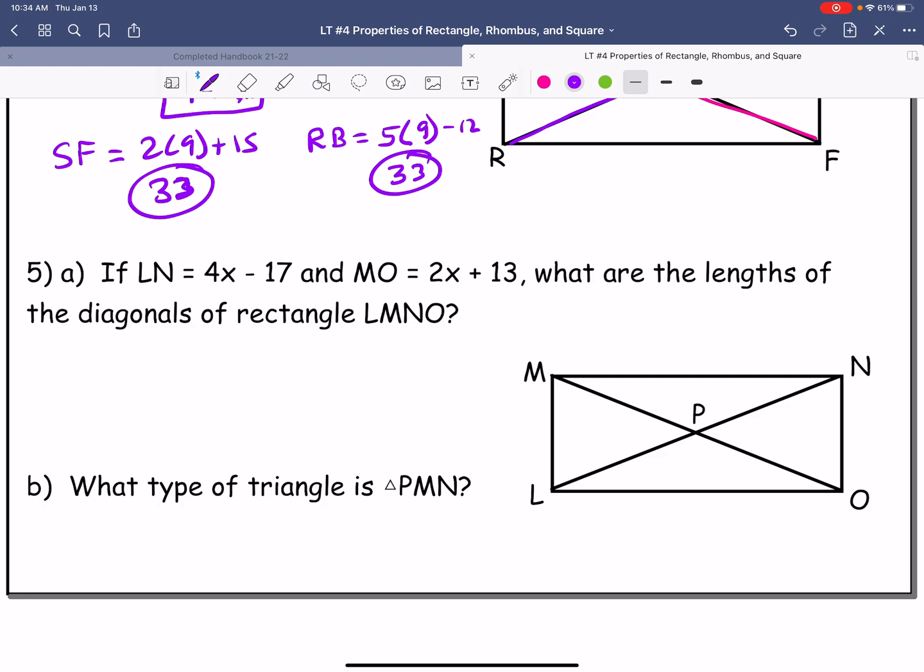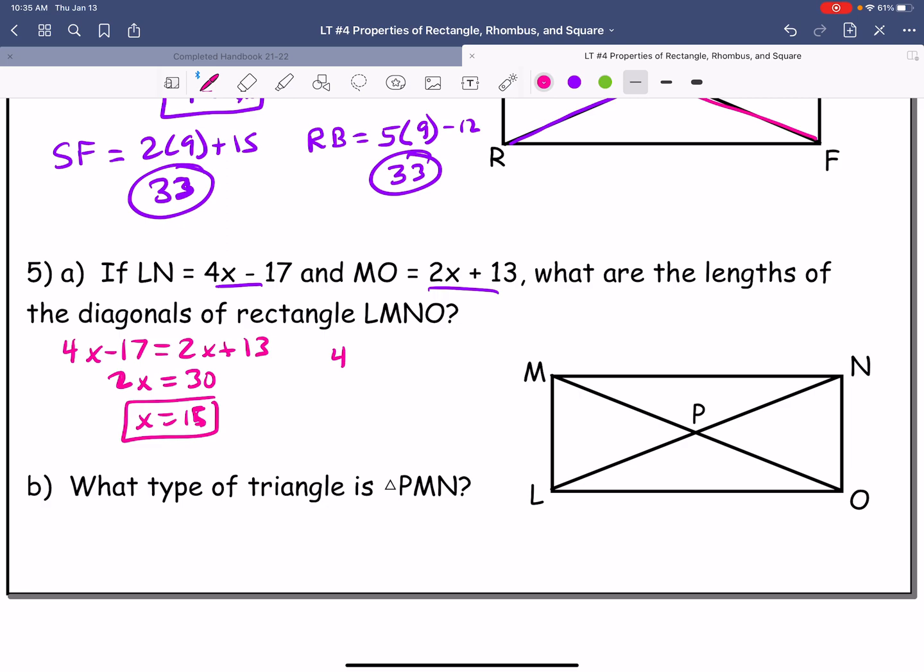All right, in this diagram, we've got the 2 diagonals. We've got LN and we've got MO. We can set those equal to each other because a rectangle has diagonals congruent. So I solved this guy. Now I got x is 15. We want to find the length of the diagonals.